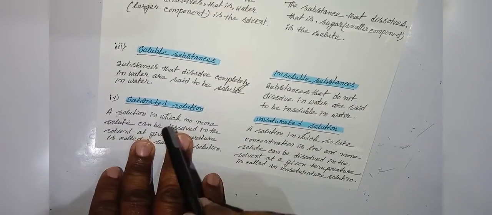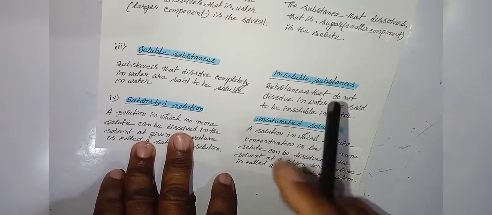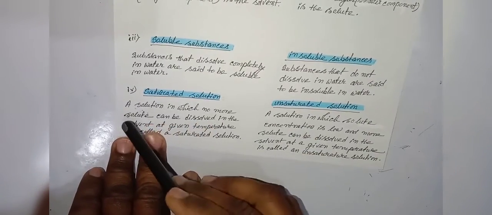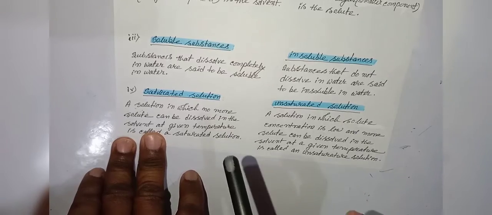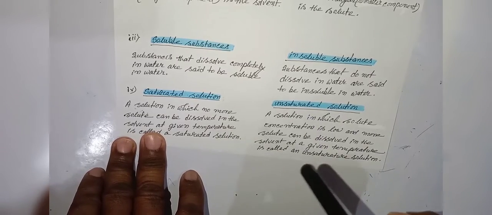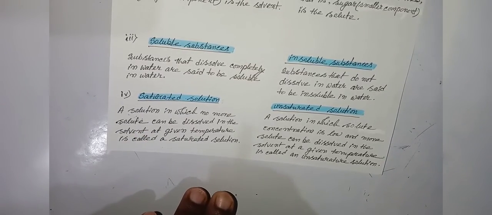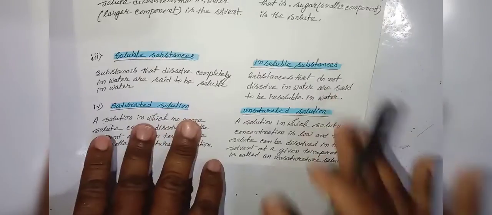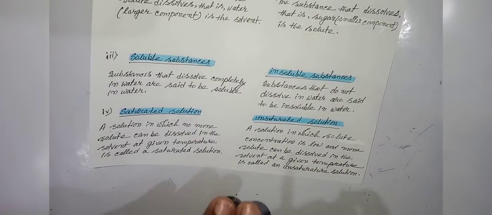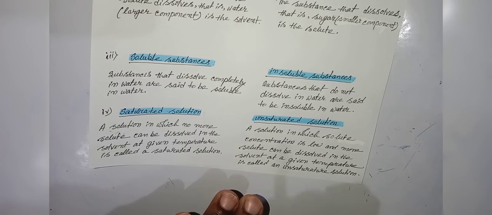Next difference, saturated solution and unsaturated solution. A solution in which no more solute can be dissolved in the solvent at a given, that is fixed, temperature is called a saturated solution. A solution in which solute concentration is low and more solute can be dissolved in the solvent at a given, that is fixed, temperature is called an unsaturated solution.